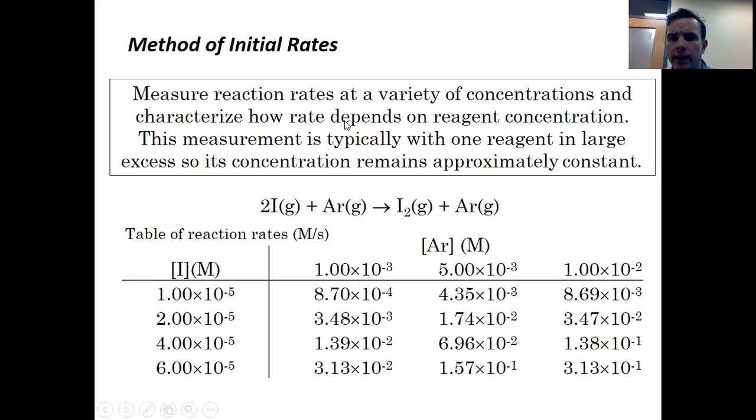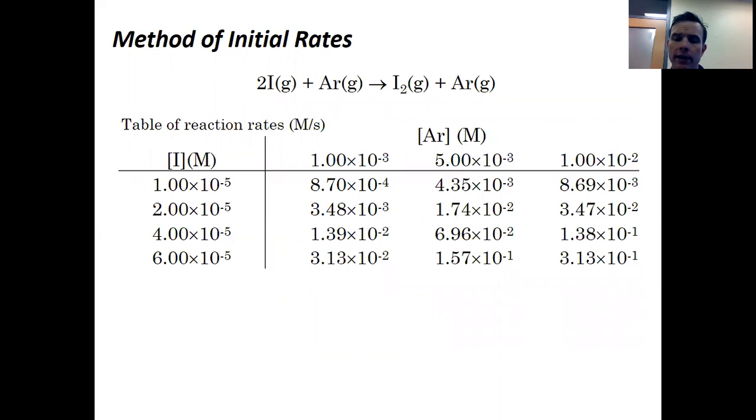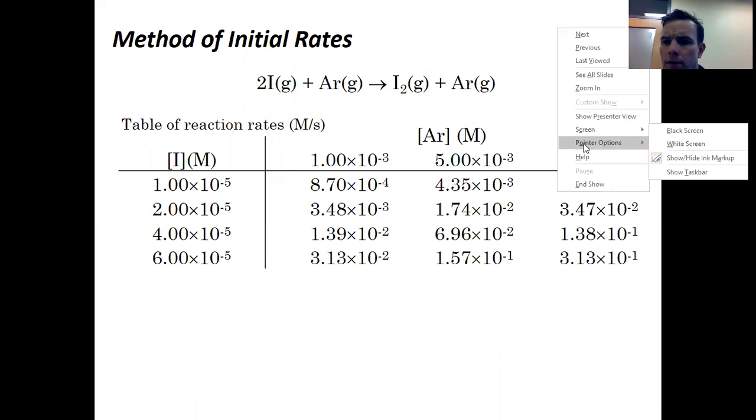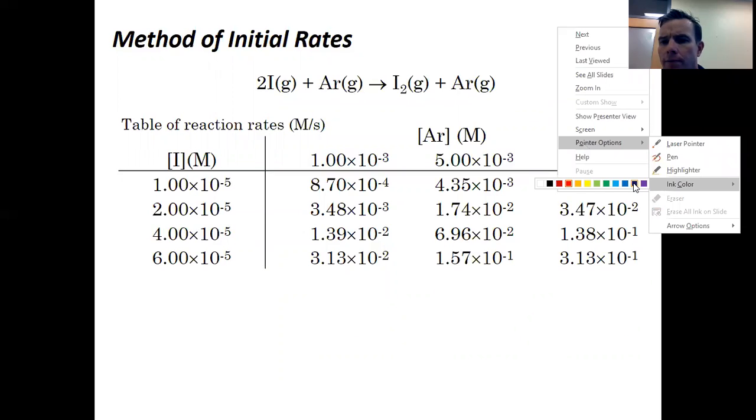So here's an example. It's a sort of weird gas phase reaction to make iodine gas. You might imagine measuring the rates at a variety of concentrations. So down the column, you can see that I'm changing the iodine concentration, and then across the row, we're changing the argon concentration. Argon concentration is 100 times bigger than the iodine, so that it's relatively constant. And the way you start to handle this is to make some inferences about the reaction or rate law.